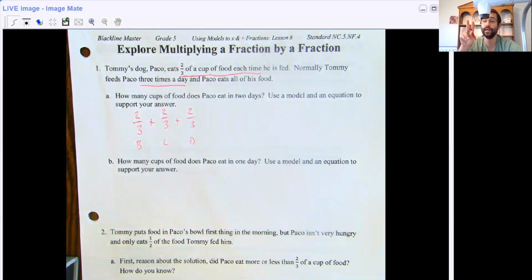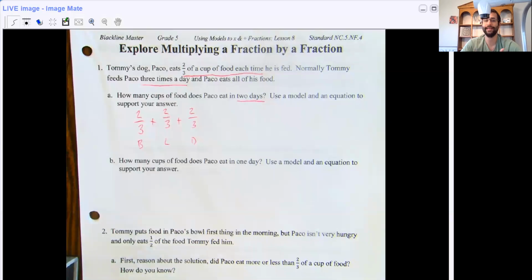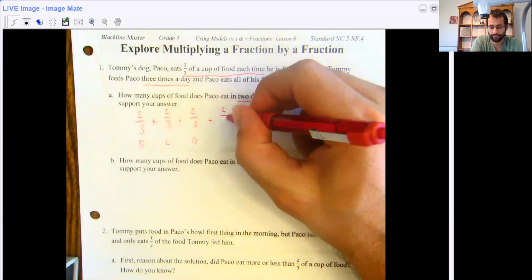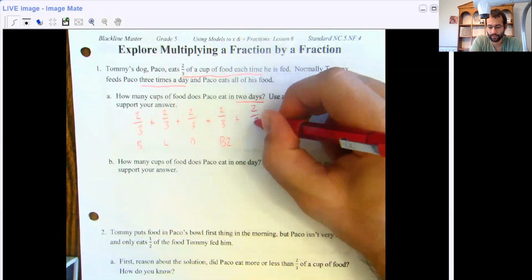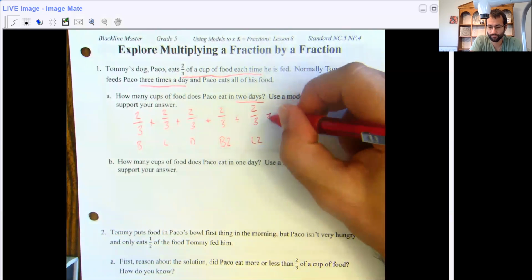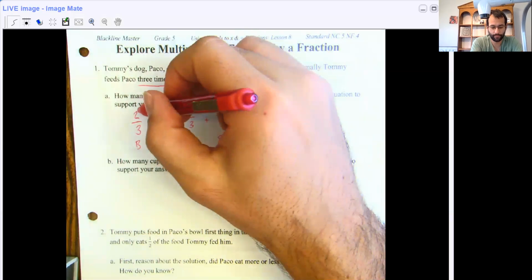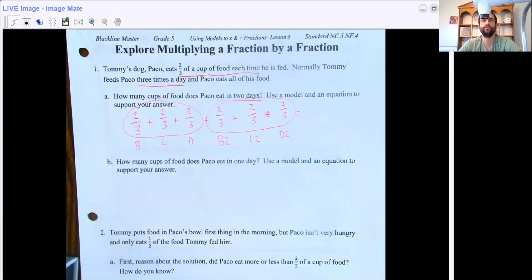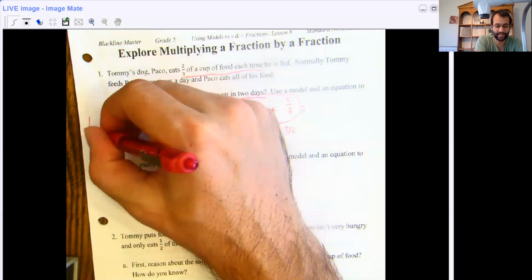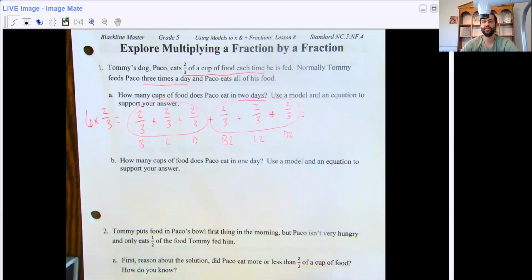Okay, but it does 2 days. So it says that he eats in 2 days. How much does he eat? So I need to add that up again. So he's going to get breakfast again. We'll call this B2. Lunch again. And dinner again. That's my 2 days. So here's day 1. And here's day 2, just to show you I've got my 2 different days, adding 2/3 up 6 times, right? So my actual equation here that I'm actually trying to solve is 6 times 2/3.